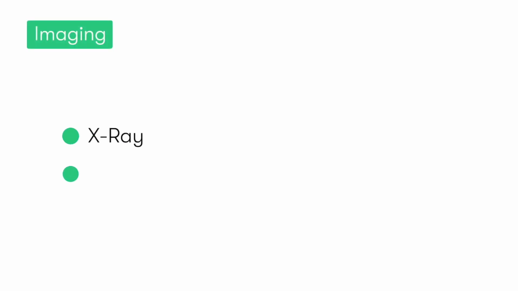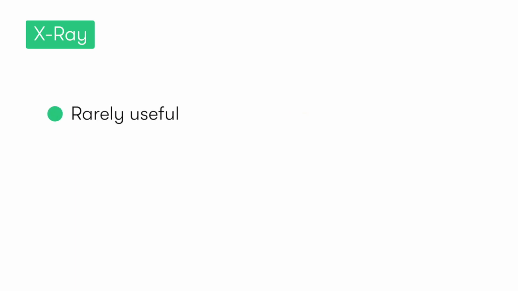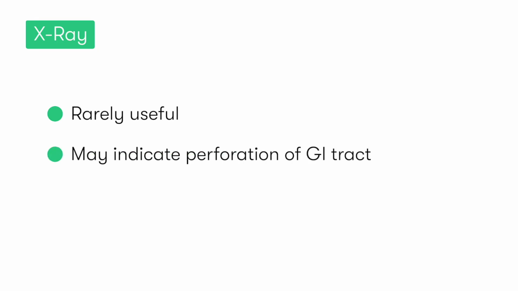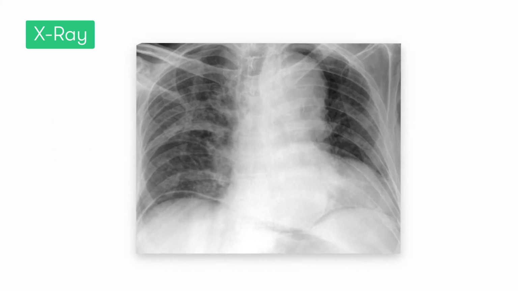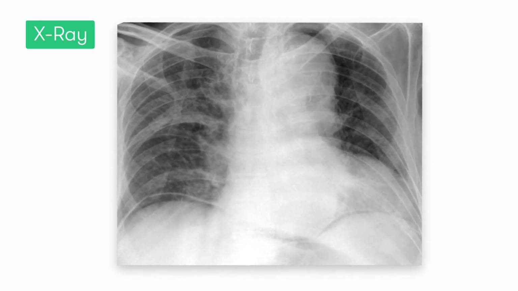In terms of imaging, we can do some X-rays, or we can do CTs. In most cases, X-rays aren't really that useful. However, if someone has a significant perforation as a result of their diverticulitis, they may have a pneumoperitoneum. And we should be able to identify this by looking for free air under their diaphragm on their erect chest X-ray. And we can see this nicely demonstrated in this image.